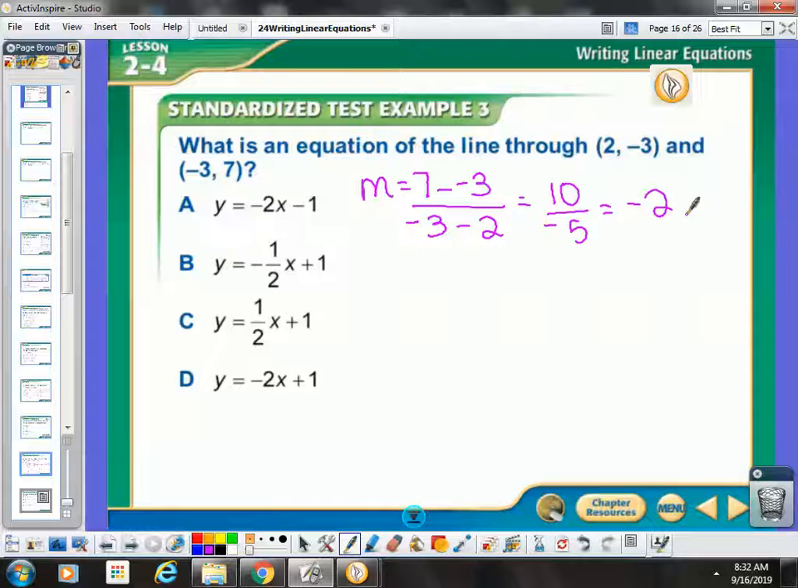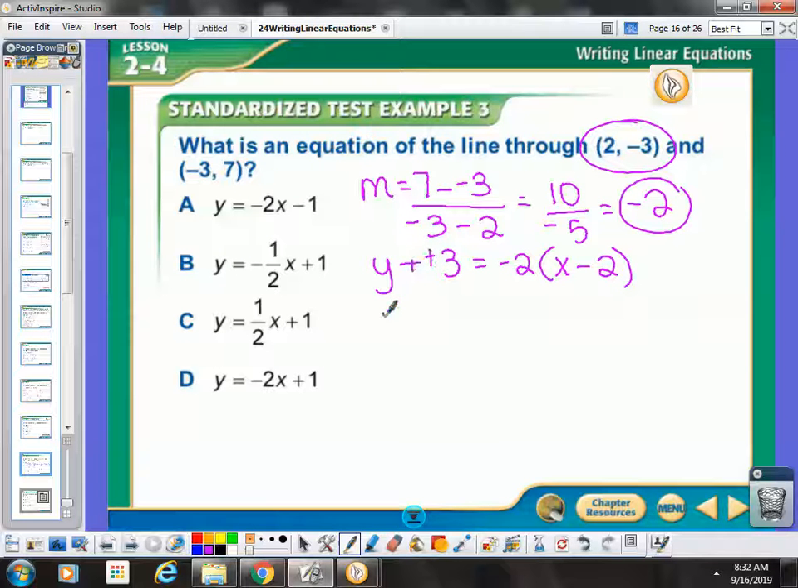So at this point, this is where you can make your choice, whether you do point slope form or slope intercept form. I'm going to go with point slope form, just to practice it again. Pick one of your points and use your slope. So it's y minus negative 3 equals m, negative 2, parentheses x minus 2. Simplify and solve for y. y plus 3 equals negative 2x plus 4. Subtract 3 from both sides. So y equals negative 2x plus 1.